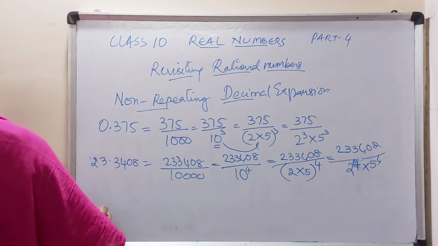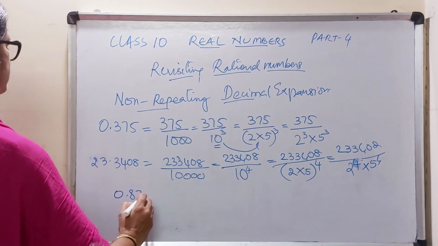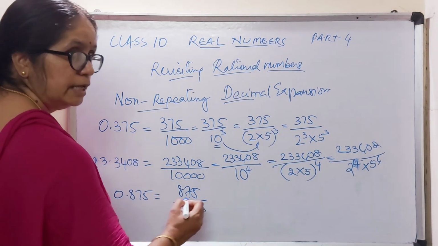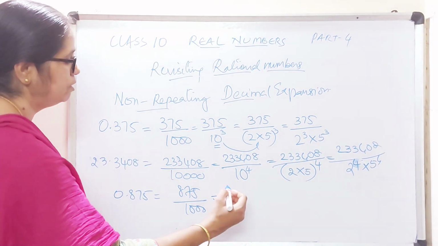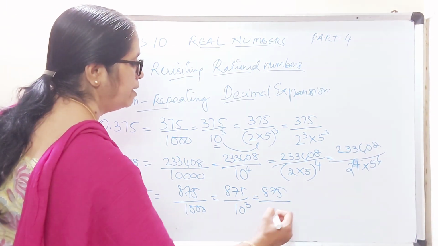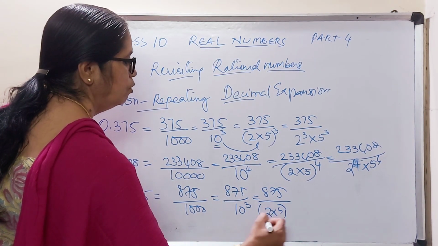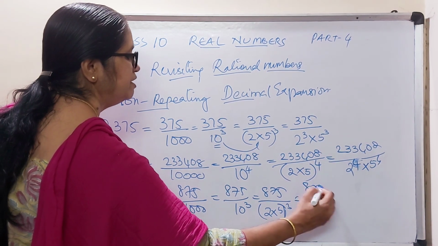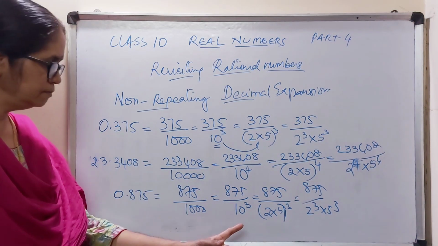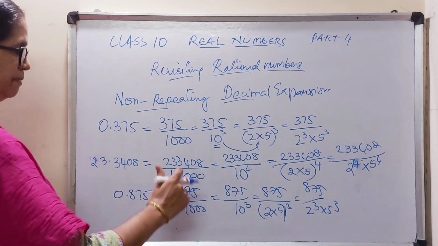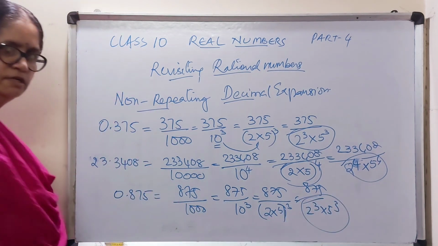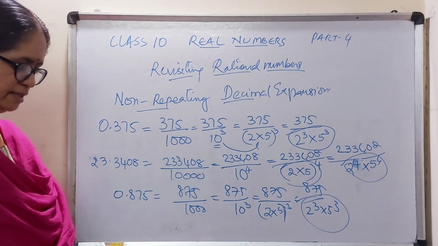Let us take one more example, then you will understand the pattern. 0.875. How do I write this? I write 875 by 1000, which is equal to 875 by 10 cube, which is equal to 875 by (2 into 5) whole cube, which is again written as 875 by 2 cube into 5 cube. Can you observe a pattern here? Yes, see the pattern here? 2's and 5's, 2's and 5's. So what do we understand here? There is a pattern here.